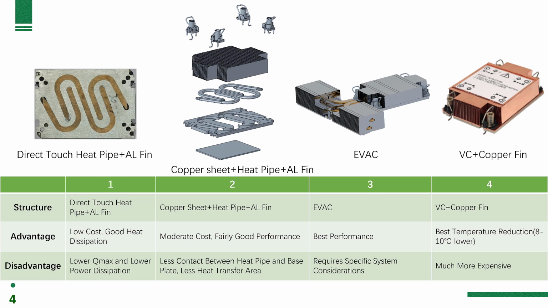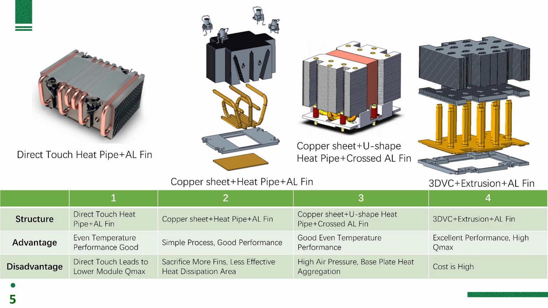The fourth is a copper fin heat sink with a vapor chamber as the base plate, which can reduce the temperature by 8 to 10 degrees compared to a standard aluminum heat sink, but at the highest cost. Due to the increased space, there are more options for 2U server heatsink design.